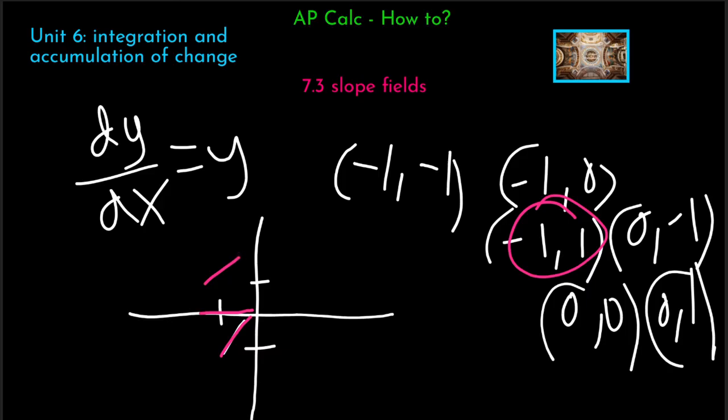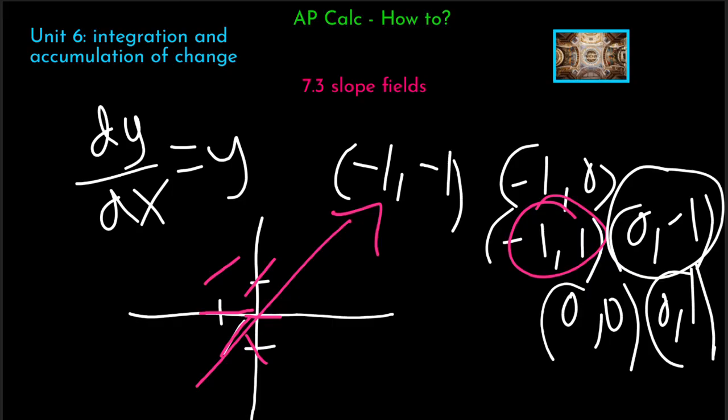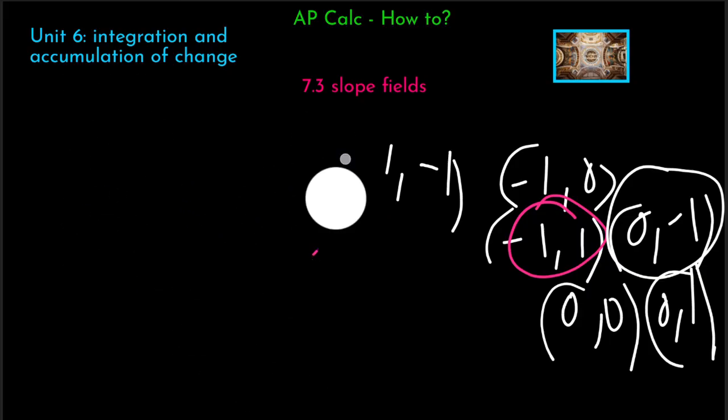At 0, negative 1, down here, it's going to be negative 1. And 0, 0, it's going to be 0 again. 0, 1, it's going to be 1. So that's your slope field. And this creates a pattern of increasing slopes as y increases. So, let's go into example number 2.